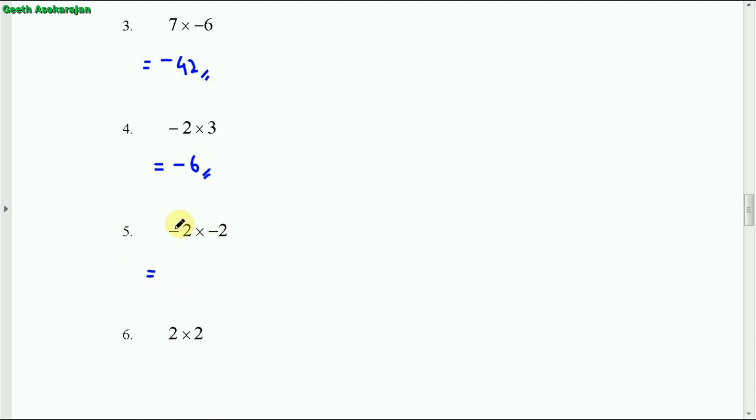So these two terms have the same sign. The sign is both minus. Minus times minus is a plus. 2 times 2, 4.